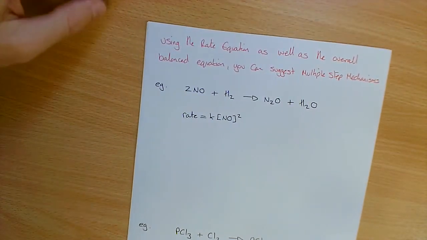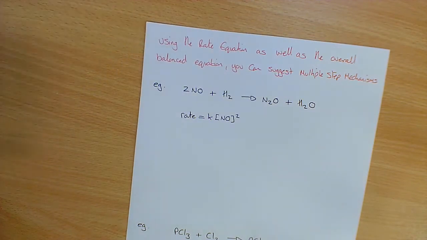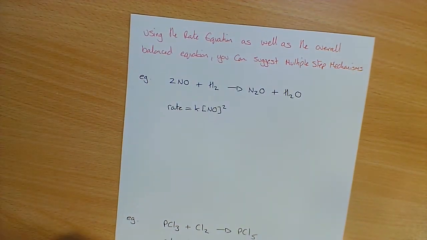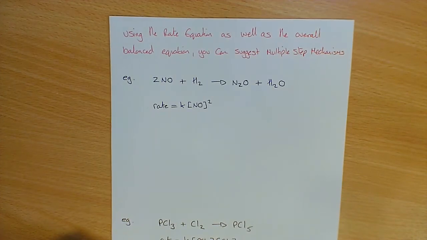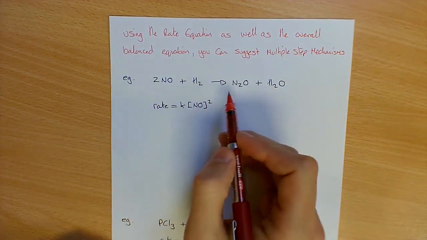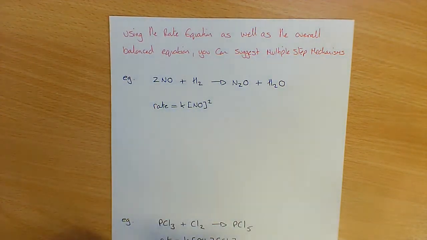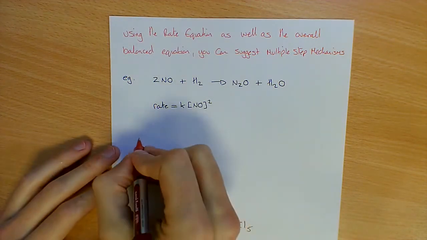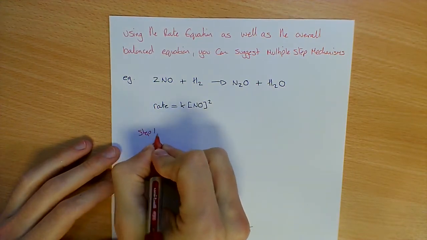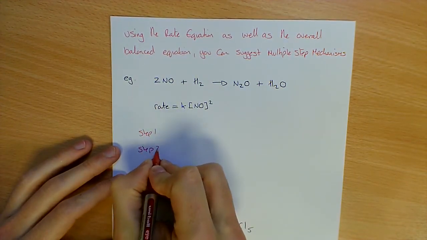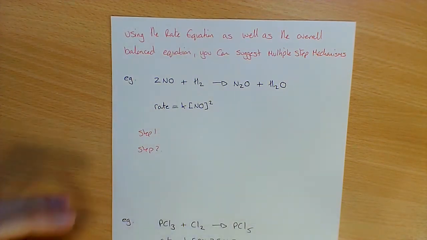The other thing that we can do is we can propose our own multi-step reactions using the rate equation. So here we have a reaction, 2NO plus H2 goes to N2O and H2O, and the rate equation is here. So straight away, when we are constructing multi-step reactions, you'd only ever be asked to do this in 2 steps. So we've got step 1 and step 2. Okay, you're never going to be asked to propose more steps than that.